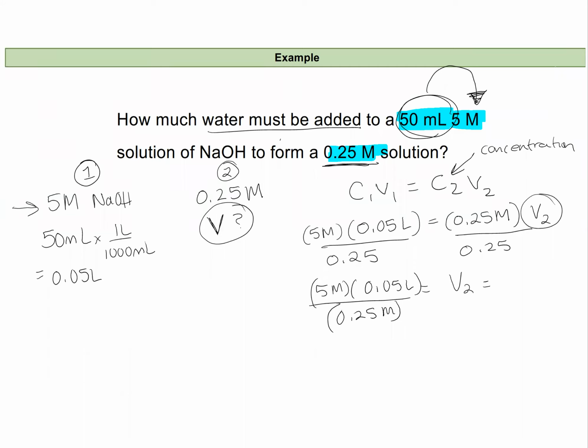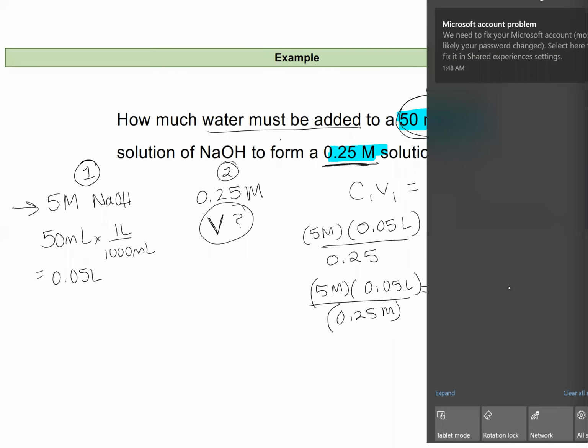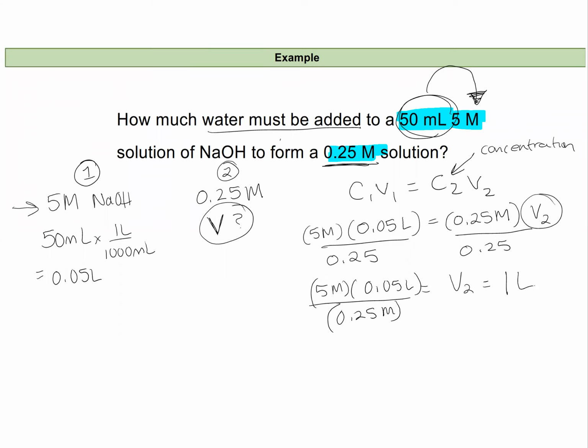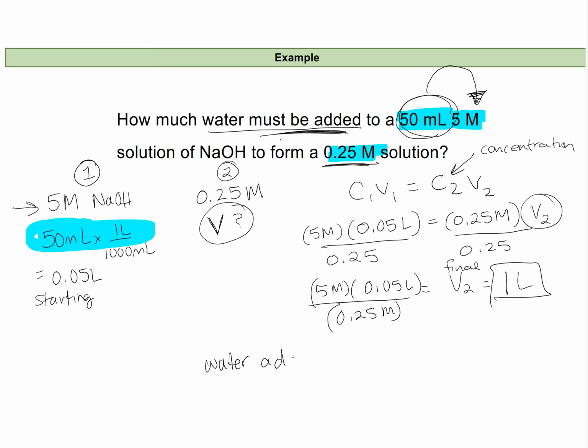which will equal 1. This equals 1 liter. So this is my final volume, but my starting volume was this 50 milliliters. So this is my starting volume. And the question is asking what is the water that needs to be added. So I need to add water until I have a volume of 1 liter. So the water that I'll add will be that 1 liter minus what I already have, which is my 0.05 liters. So that's my equal point.